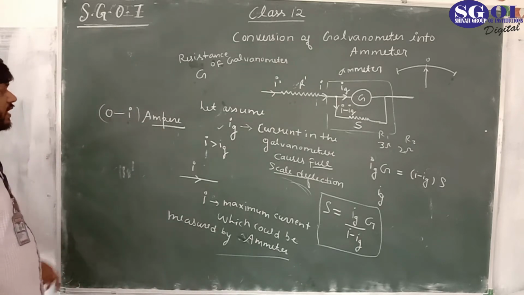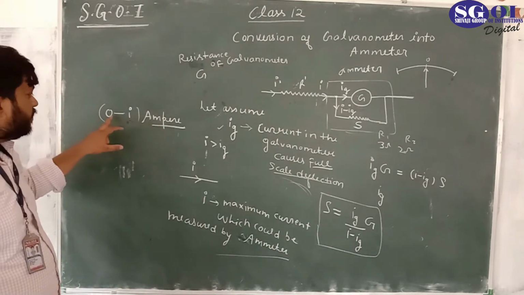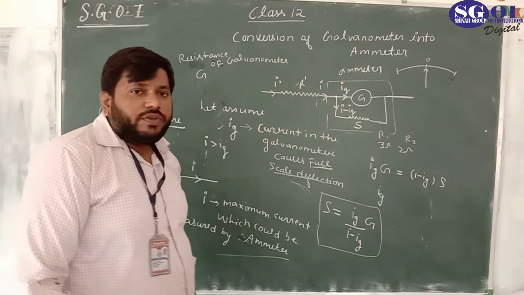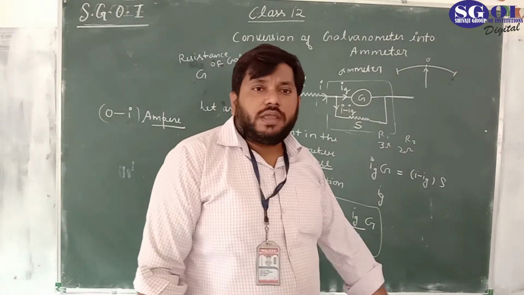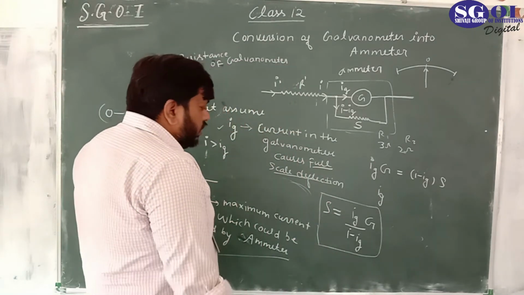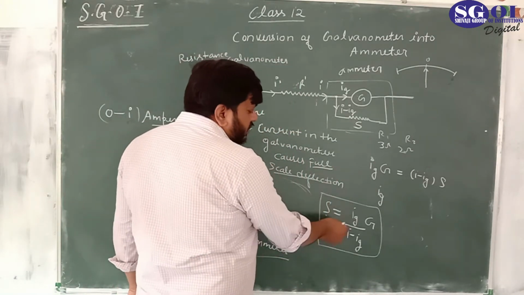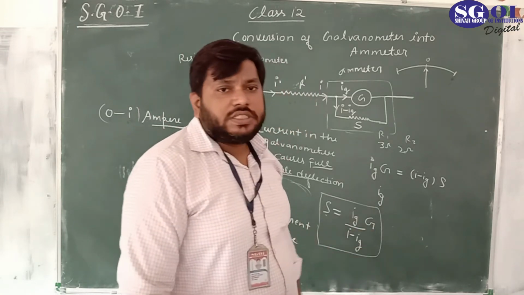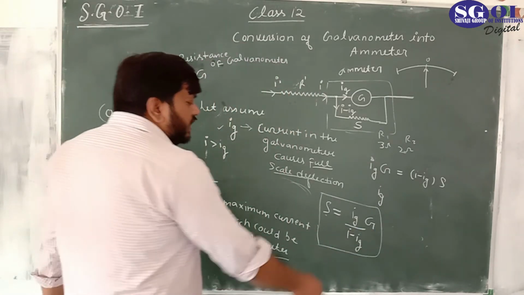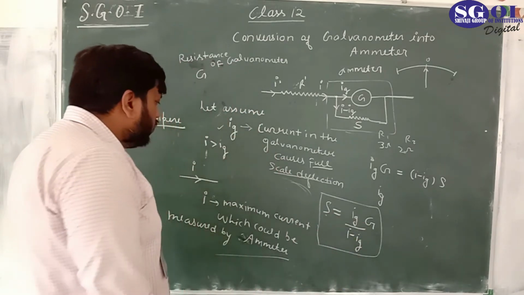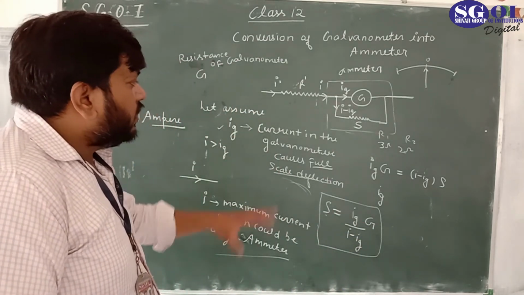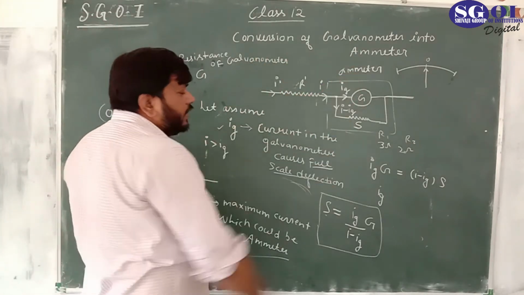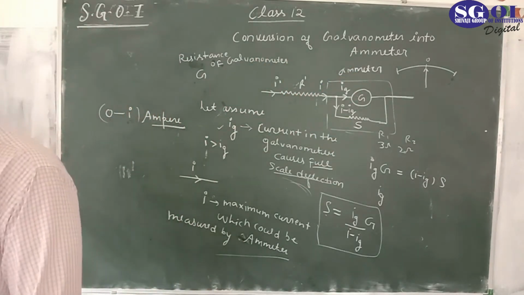So here we are seeing the range of the ammeter is from 0 to I. I is the maximum current which can be measured by the particular ammeter. Now the shunt resistance is found out by this formula, Ig upon I minus Ig into G. G is the resistance of the galvanometer. So this is the formula, this is the conversion of galvanometer into ammeter.